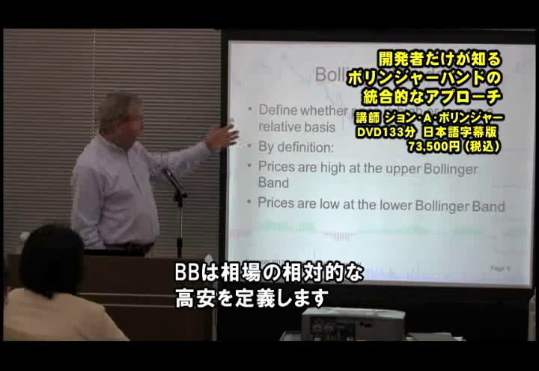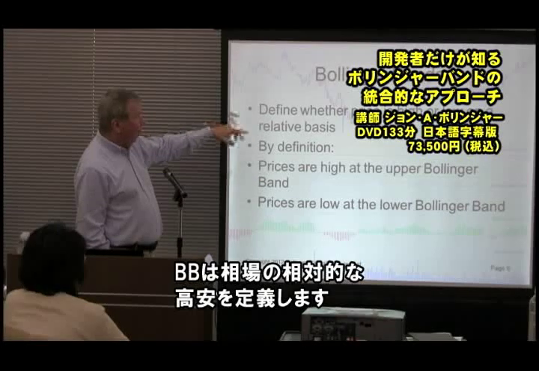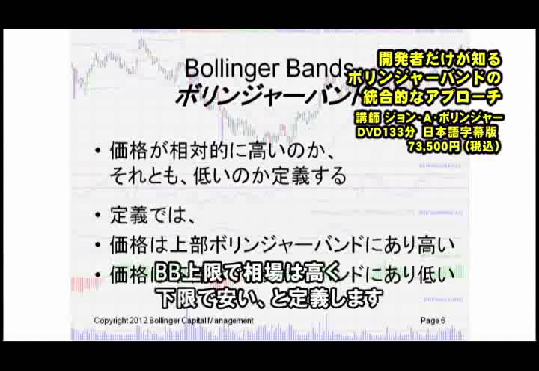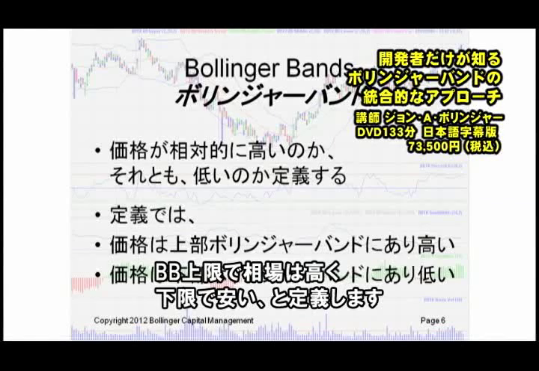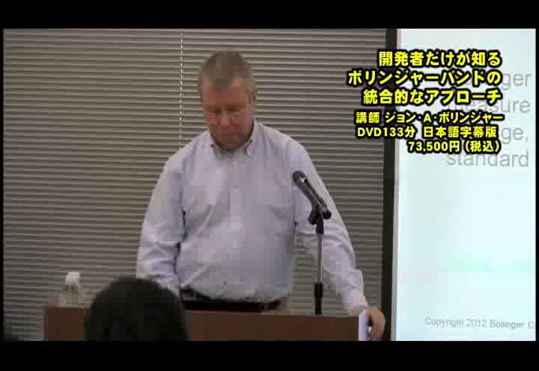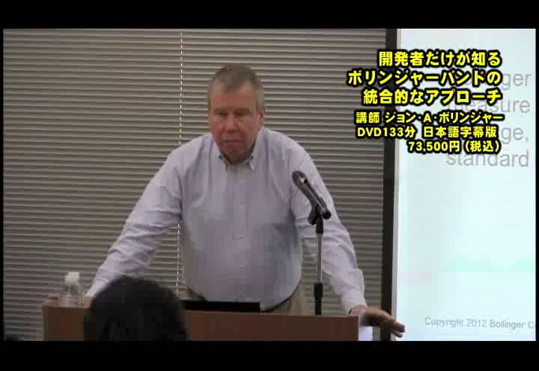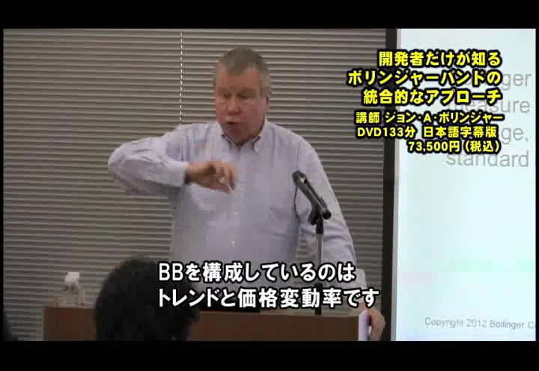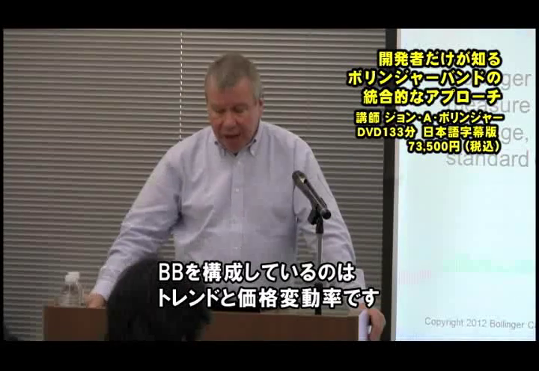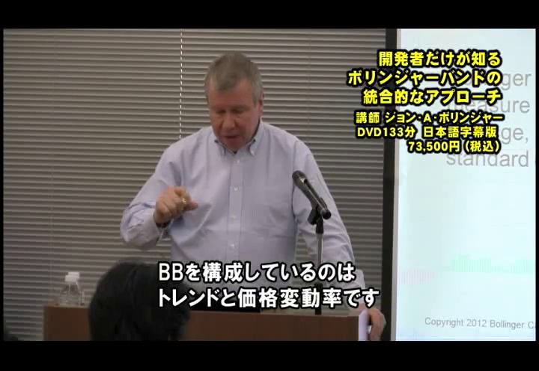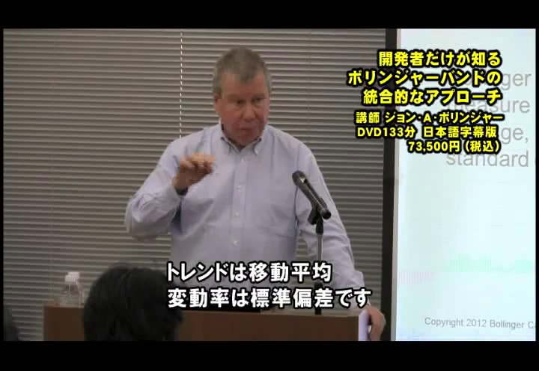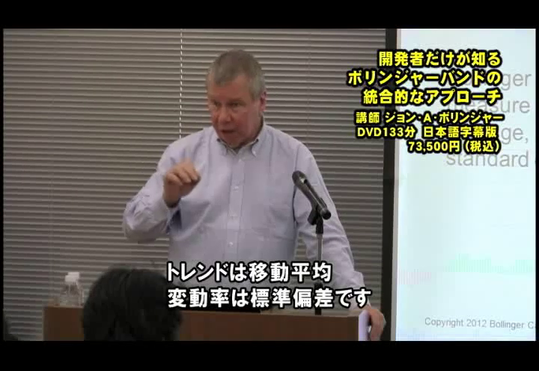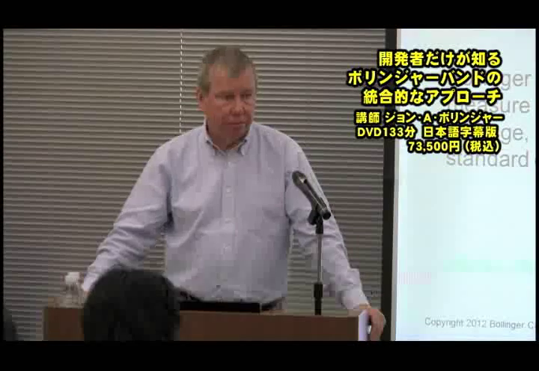So Bollinger Bands define whether prices are high or low on a relative basis. By definition, and there can be no argument with this, by definition, prices are high at the upper band and prices are low at the lower band. So Bollinger Bands are comprised of a measure of trend, which direction prices are moving, and a measure of volatility. That measure of trend is a simple moving average, and the measure of volatility is standard deviation.